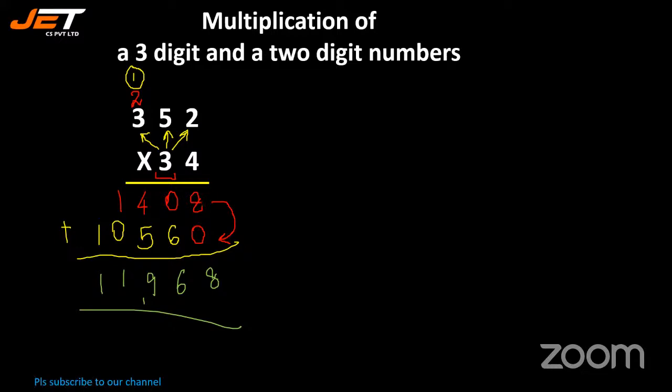I repeat how we did it. 4 times 2 is 8. 4 times 5 is 20. 2 here, 0 here. 4 times 3 is 12 plus 2, 14. Move to the next line because now we have to multiply with the other number. The other number is at the tens place. So 3 times 2, 6. 3 times 5, 15. 1 here, 5 here. 3 times 3, 9, plus 1, 10. So 8 plus 0 is 8. 6 plus 0 is 6. 5 plus 4 is 9. 1 plus 0 is 1 and 1 here. So 11,968 is the answer. Okay. I hope it is clear to you now.